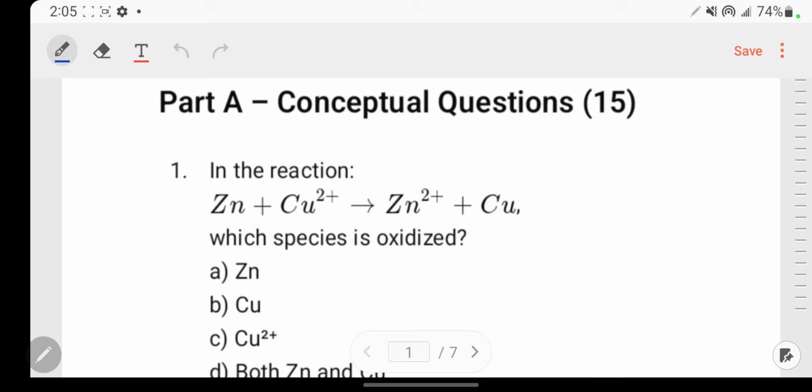So now we have the first question, which is in the reaction Zn plus Cu2+ becomes Zn2+ plus Cu. Then we're asked which species is oxidized. So the species that is oxidized is the one that ends up having a positive charge. So here Zn has lost electrons, so it has become 2 positive. Remember what I said.